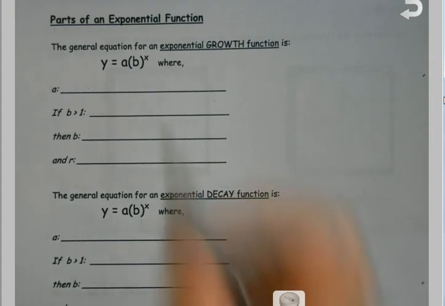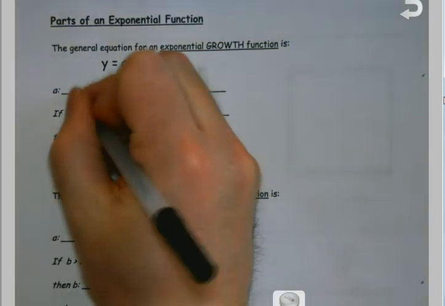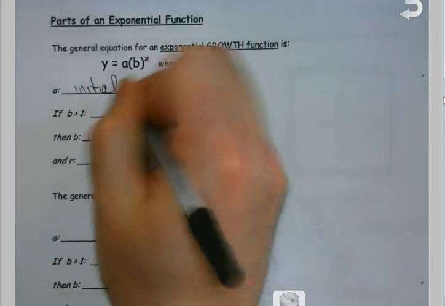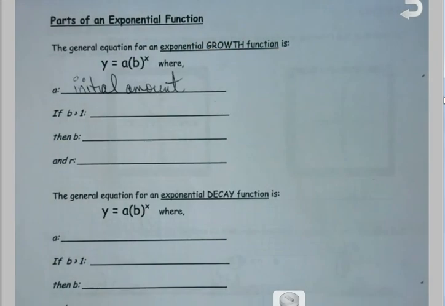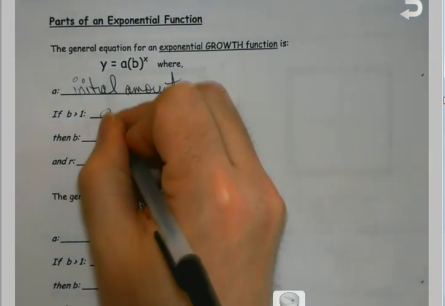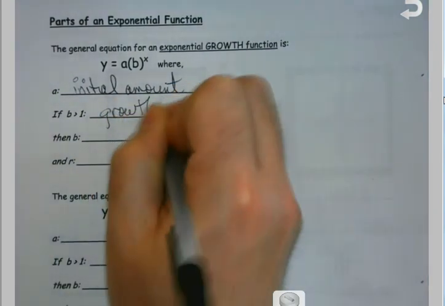So, exponential growth. Here we are again. A, and I just figure if we keep writing this down, it's going to stick. A is our initial amount. It's what we start with. When B is greater than 1, it's growth.